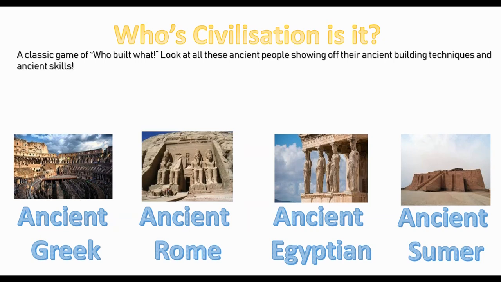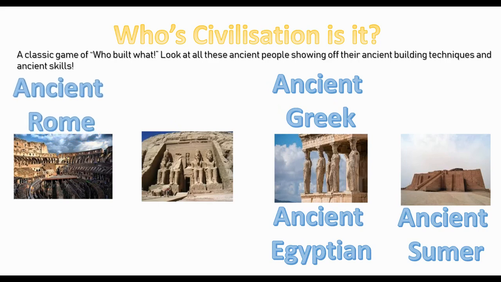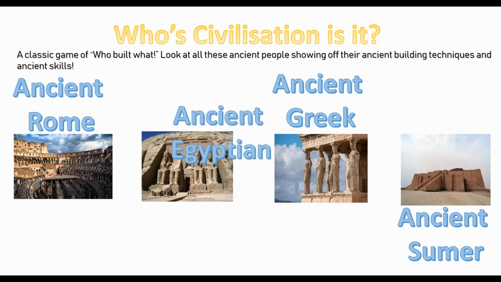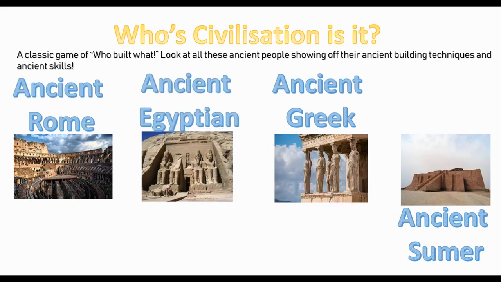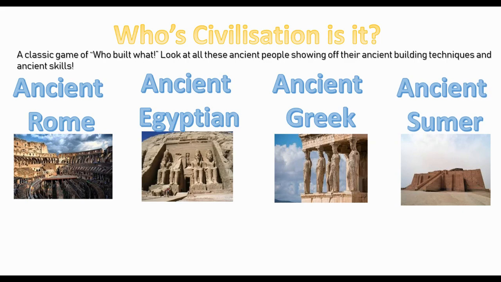Let's reveal the answers. I wonder if you got them all right. So you can see those columns are owned by the ancient Greeks. Ancient Rome is over there on the far left. That's the Colosseum. Usually we see pictures of it from the outside. This one's from the inside. Ancient Egypt is next. You might recognize some of those pharaohs' faces. They're having a pharaoh time of it. And last but by no means least, we have ancient Sumer.